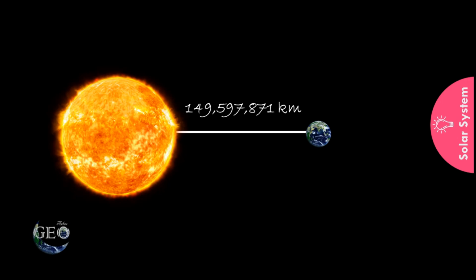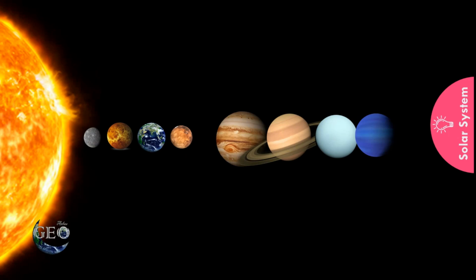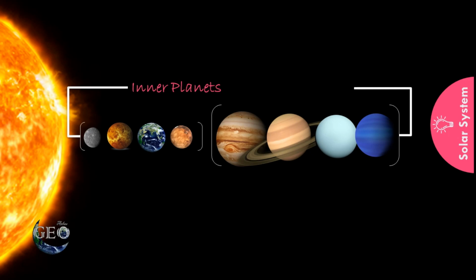If we start our journey from the Sun, the planets are classified into two categories. One is inner planets, another is outer planets. Inner planets are Mercury, Venus, Earth, Mars. Outer planets are Jupiter, Saturn, Uranus, Neptune. The inner planets have terrestrial structure. That means a rock structure, a surface like on Earth.